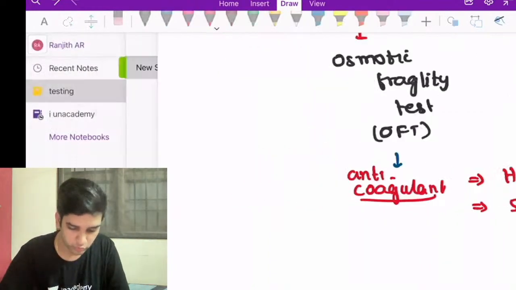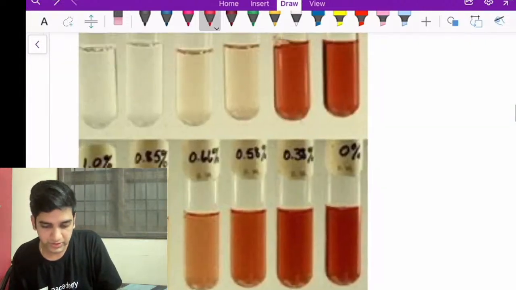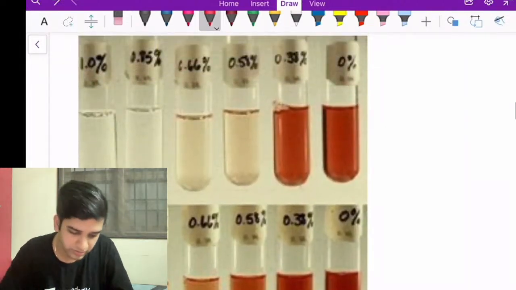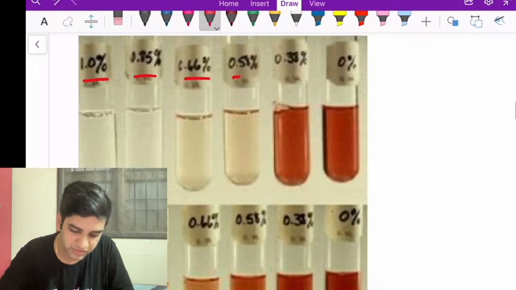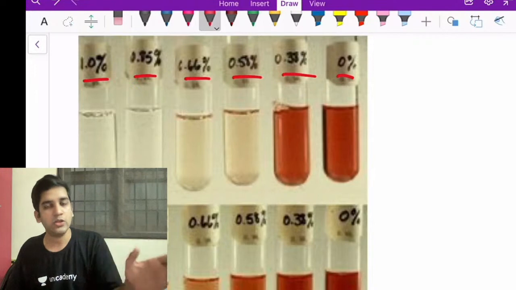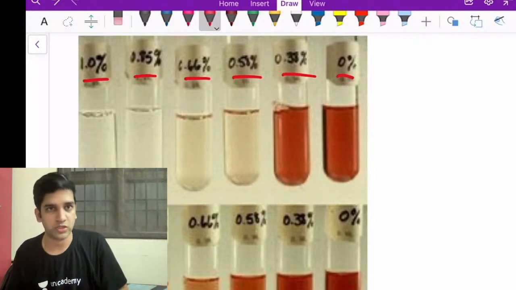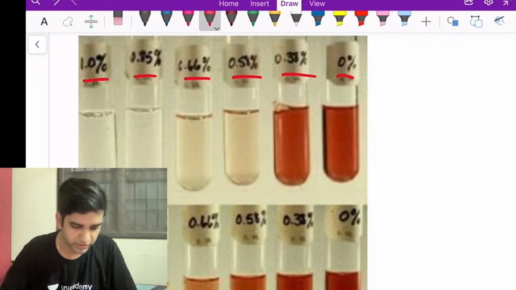I'll show you an image of the osmotic fragility test. This is how an osmotic fragility test is done, right? See here, it's written like this, the percentage of saline. I need at least 10 tubes to replicate the test. I need lots of RBCs, lots of blood required, right? That's how I do an osmotic fragility test. So what I do in an osmotic fragility test is simple.